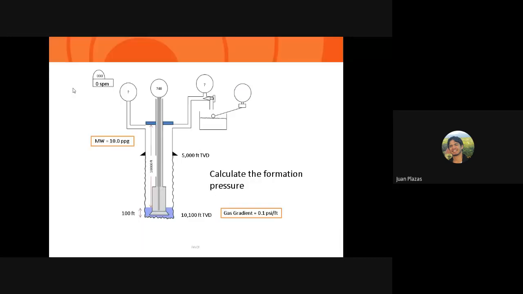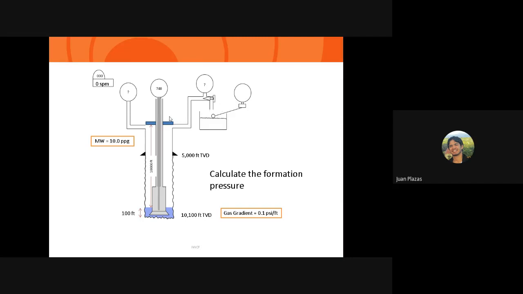Okay, well, let's finalize this presentation using this example to calculate the formation pressure. Formation pressure can be calculated using the data when we have a well closed, when we have the closing conditions. So what is here?